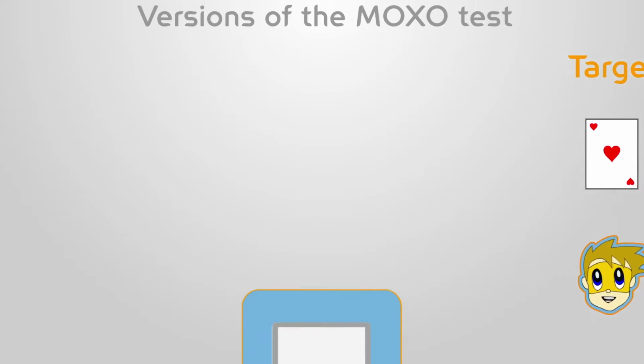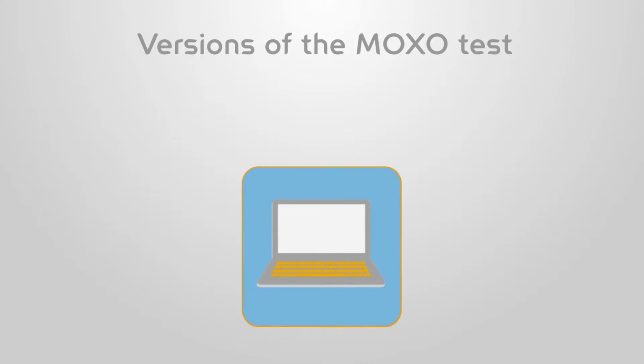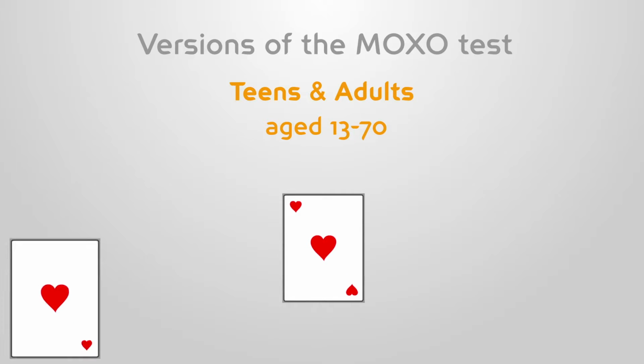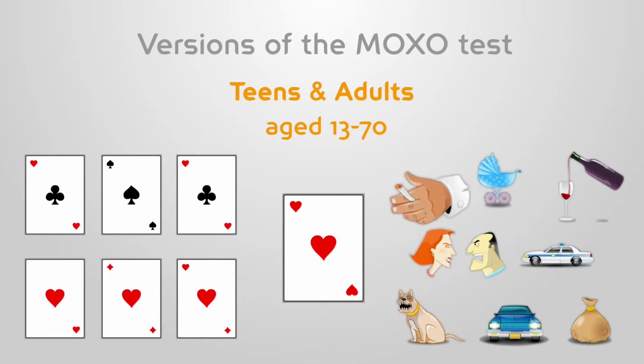There are two different versions of the test. The teens and adult version is designed for patients aged 13 through 70 and runs for about 18 minutes. This version incorporates stimuli that are particularly suited for teenagers and adults as the target, non-target, and distractor elements.